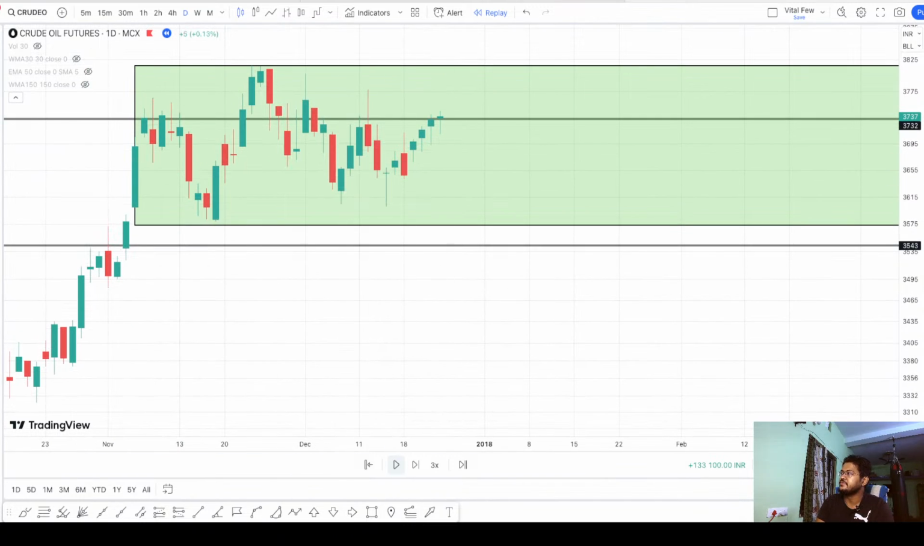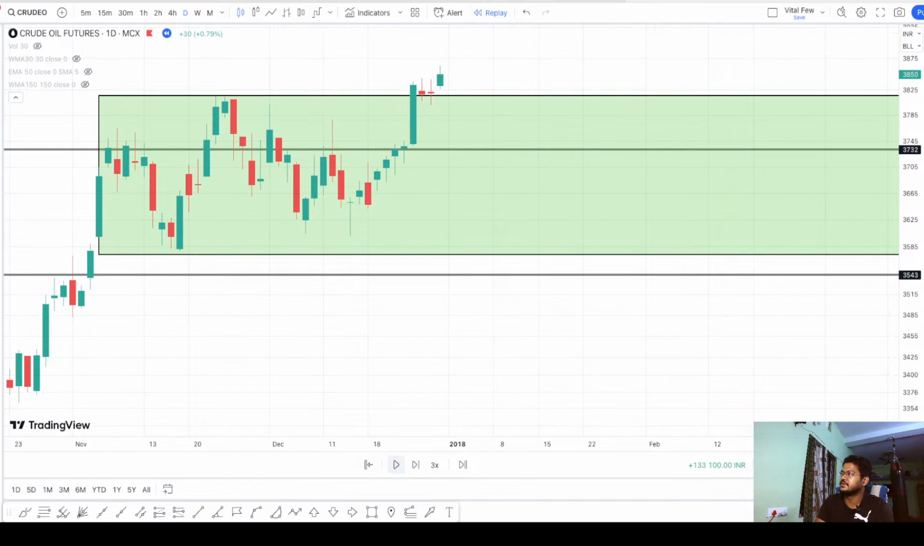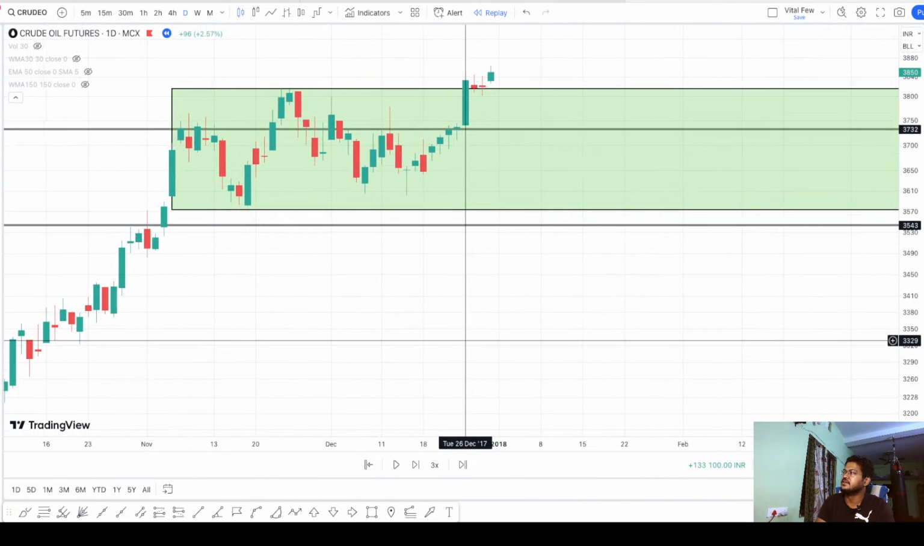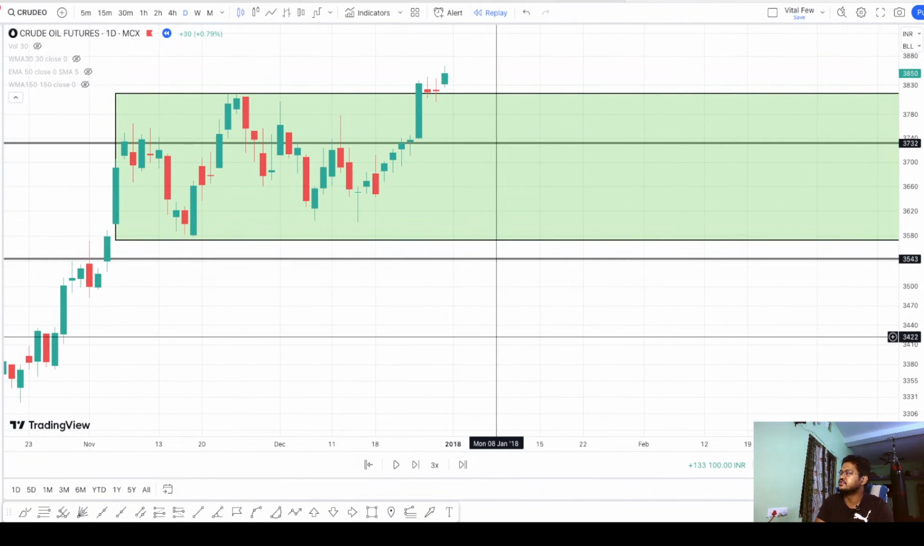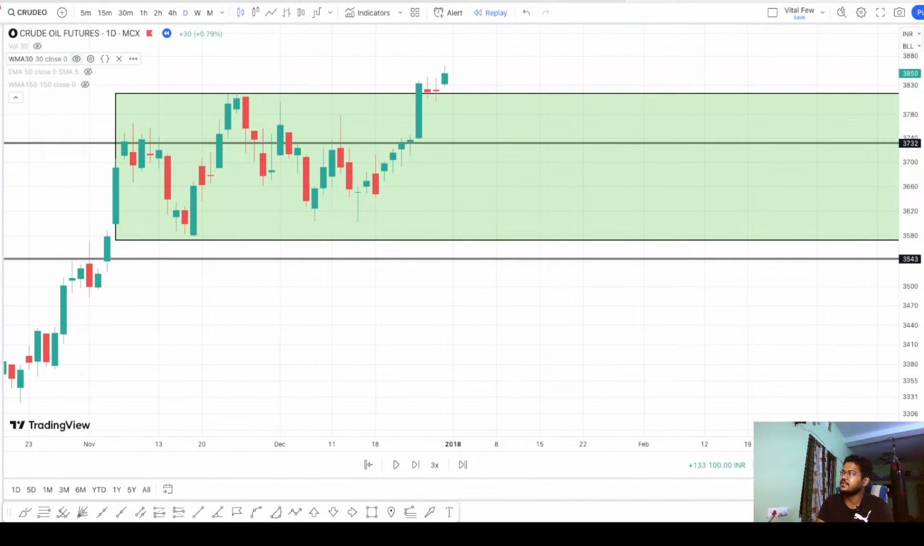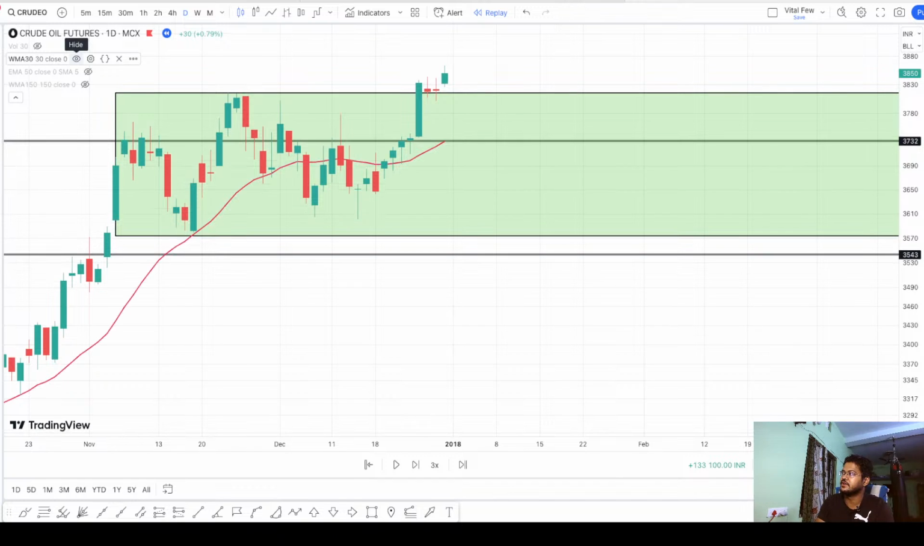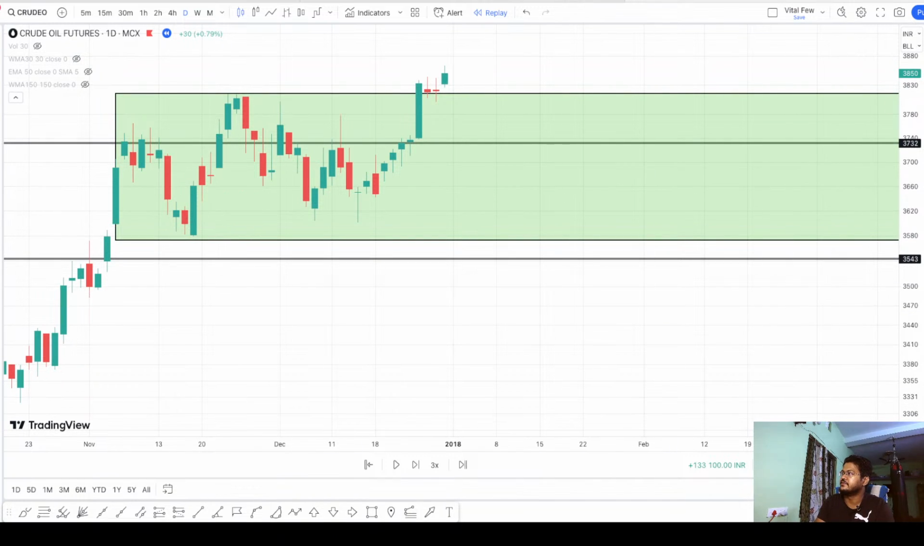Okay, let's see. Yes, it has been broken. It has been broken very nicely. So what I will do is initiate one buy position. Okay, the 30 period moving average, yes, it is going up. So let me initiate one more buy. Let's see where it goes now.